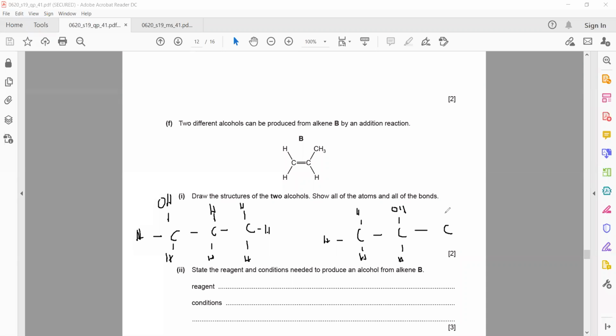It will be propan-2-ol. So these are the isomers. Basically, we have to draw 2 isomers of propanol. When it reacts with steam, an addition reaction will occur. Alkene is converted into alcohol, OH is added.